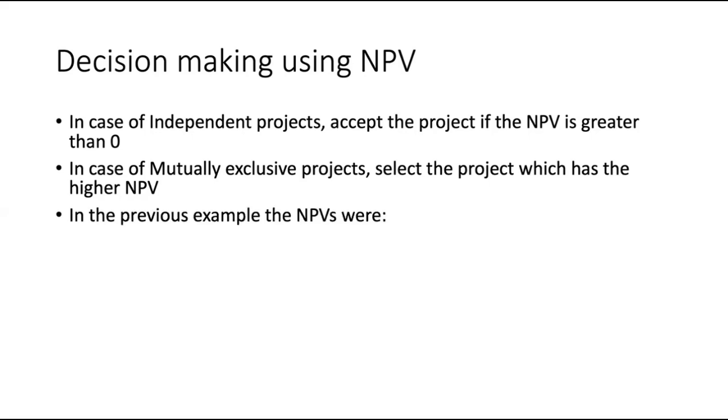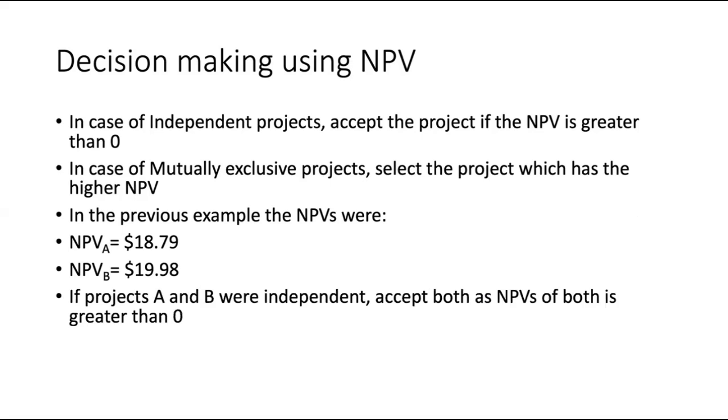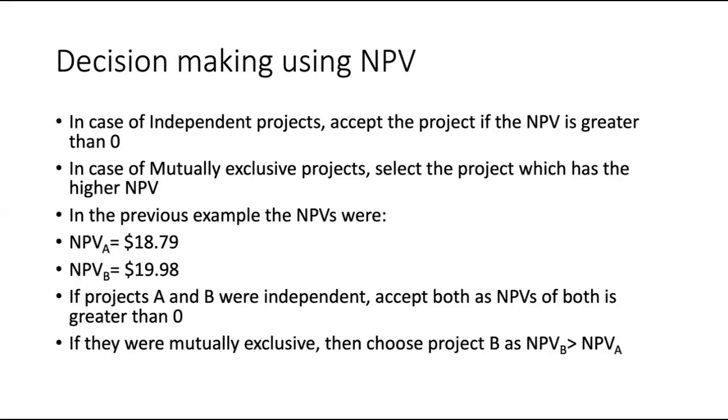So in the previous example, the NPVs were as follows. The net present value for project A was $18.79, and the net present value for project B was $19.98. So if projects A and B were independent, we will accept both projects since the NPVs of both projects are greater than 0. But if they were mutually exclusive, we will choose the project which has the higher NPV, which is project B.